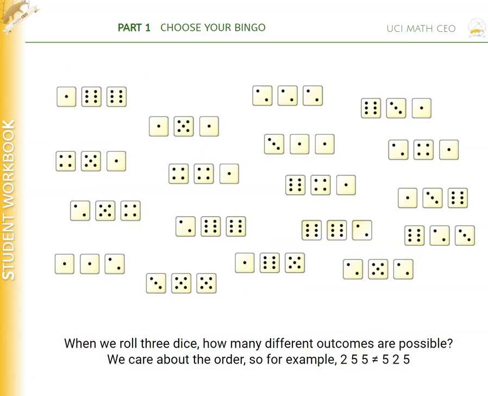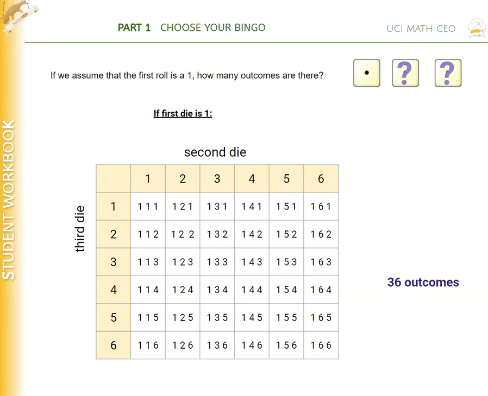First, it's important that students see that there are lots and lots of rolls and order matters. So for example, 255 and 525 are not the same rolls. But how do we count them? A simplifying process would be: let's assume that the first die is a 1. So we already rolled a 1. How many options are there?